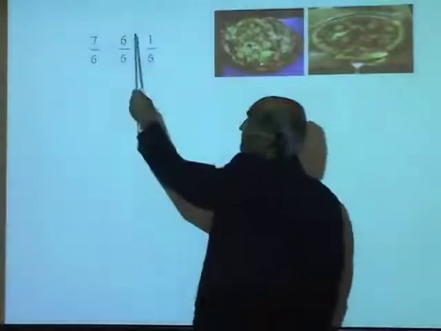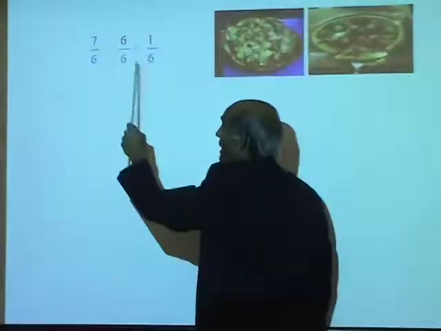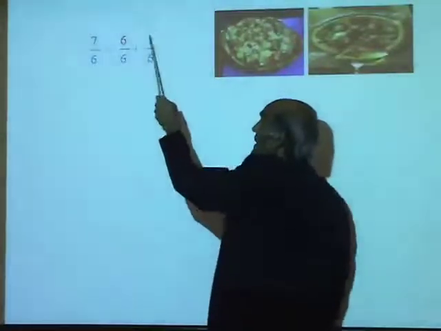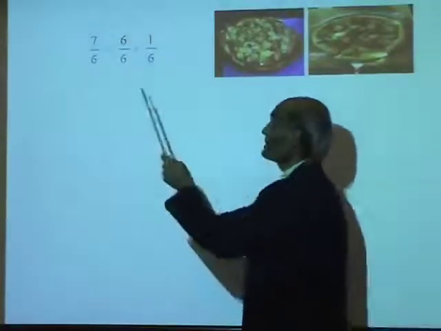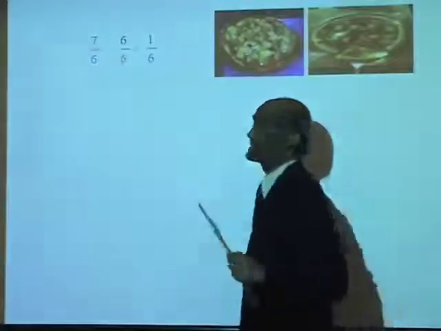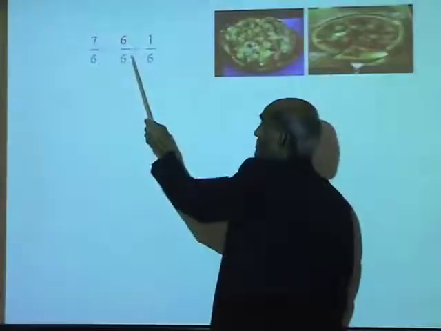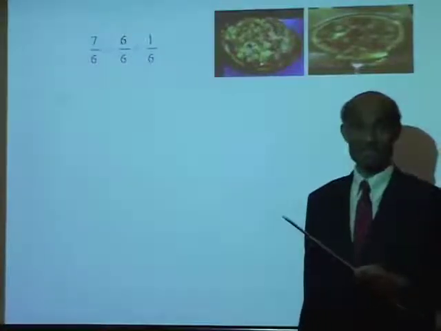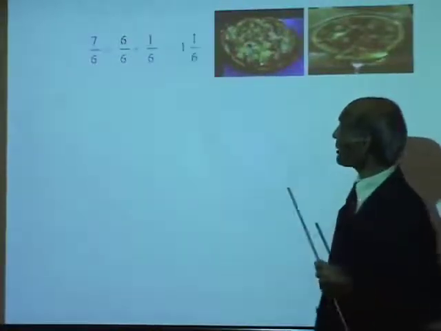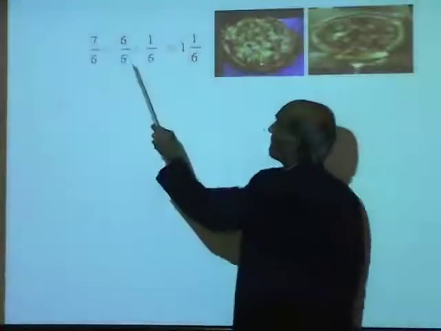You have eaten the first whole pizza, all the 6 out of 6. Then you went to the second pizza and ate 1 out of that. So look at this. 7 out of 6 is the same as 6 out of 6 plus 1 out of 6. Does it make sense?